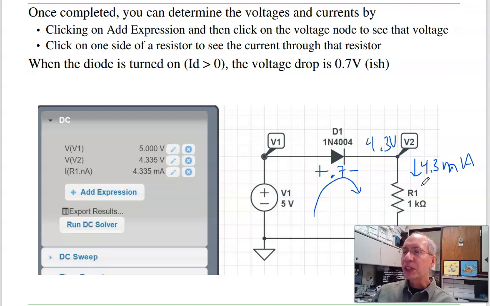If I throw this in CircuitLab, I can see that my answer is wrong, but it's close. V2 is not 4.3 volts, it's actually 4.335 volts. The current is not actually 4.3 milliamps, it's 4.335 milliamps. Close, but a couple percent off. That's typically what you see in electronics. I can get close with analysis. If I want to get more accurate, throw it in CircuitLab, or better yet, build it. But that'll be next week, building it on a breadboard.